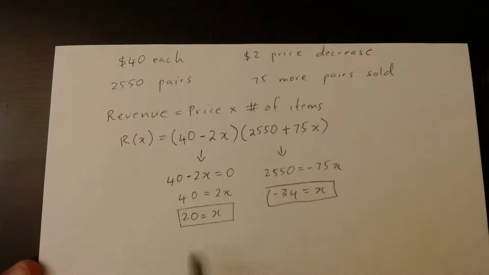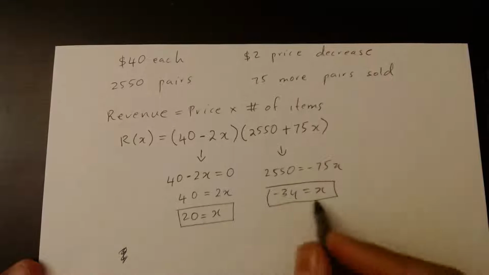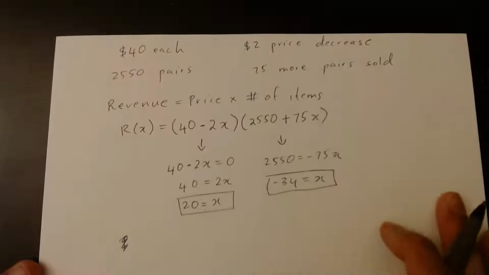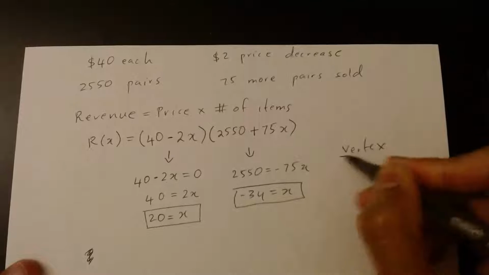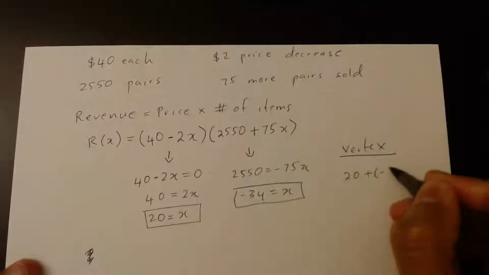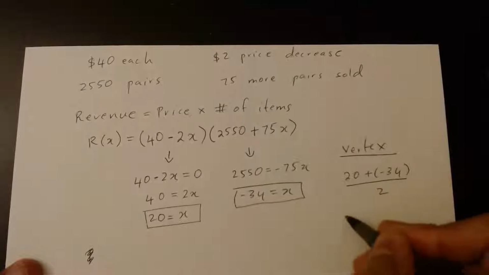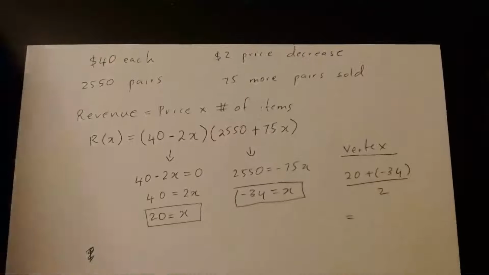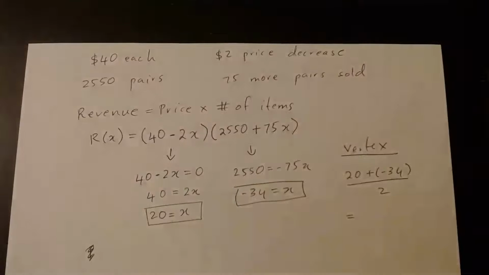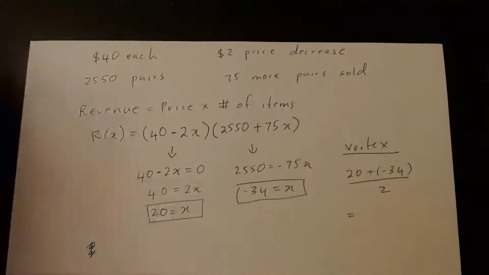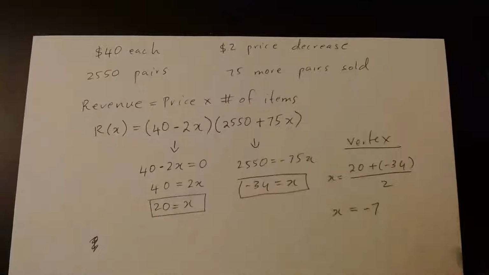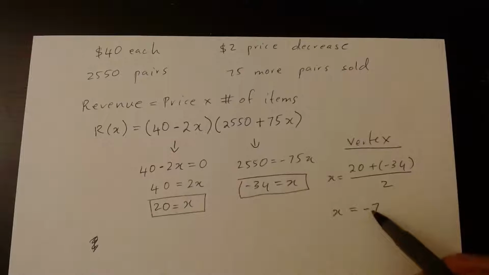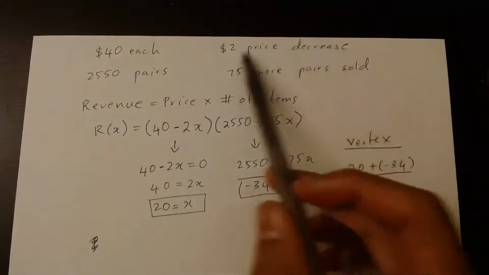So in order to find the price here, I'm going to sub in 20 into my price equation. Oh, well, actually, these are the zeros. I still have to find the vertex. So I'm going to do my midpoint method to find my vertex. I'm going to do 20 plus negative 34 divided by 2, and this is going to give me the x value of my vertex, which is basically negative 7. So in order to have an optimal price, I need to have negative 7 $2 price decreases.